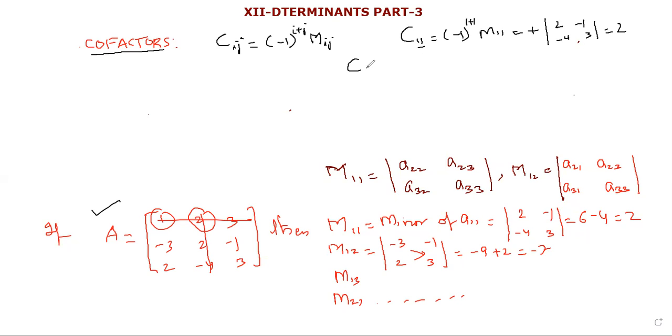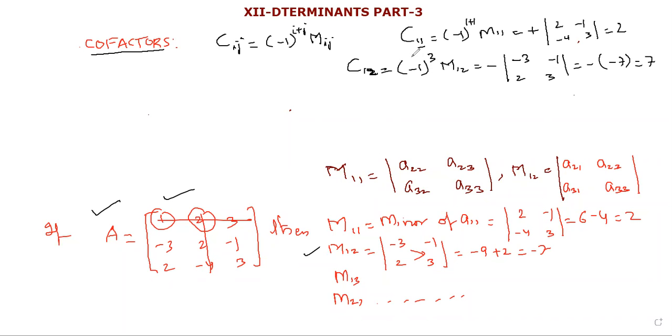But when you are finding C12, with the same question, minus 1 raised to power 1 plus 2, which is 3. So minus 1 raised to power 3 means a negative sign. Then you write the minor, minus 1, minus 3, minus 3, minus 1, and 2, 3. So this minus and the value you already got, minus 7, will become plus 7.